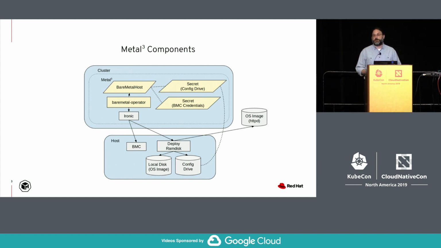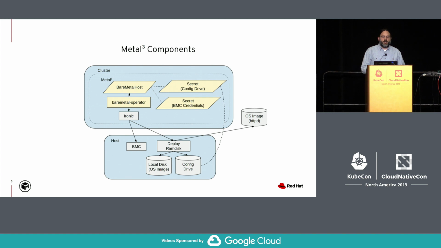So Ironic is a provisioning tool that came out of the OpenStack community. It's got a nice REST API for doing provisioning, and it knows how to work with a lot of different kinds of hardware. And by adopting that, we were able to really bootstrap the project and make a lot more progress than if we had started from scratch. Ironic is deployed with Metal³, so you don't have to stand up a separate set of Ironic services. You don't have to manage that. It's all managed as part of managing Metal³ itself.